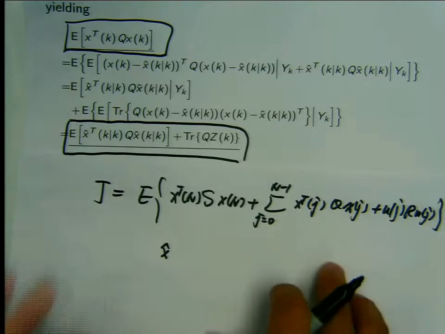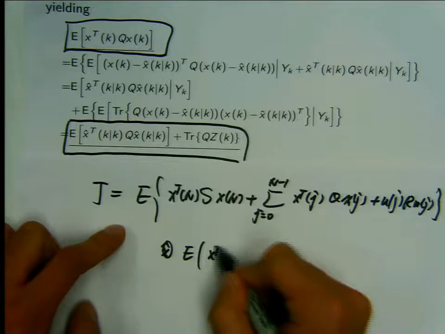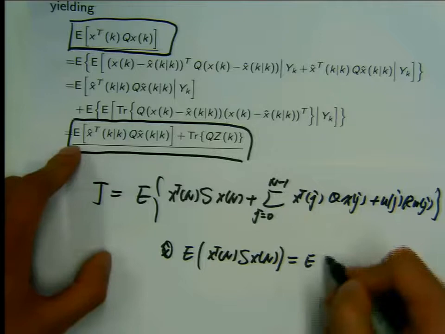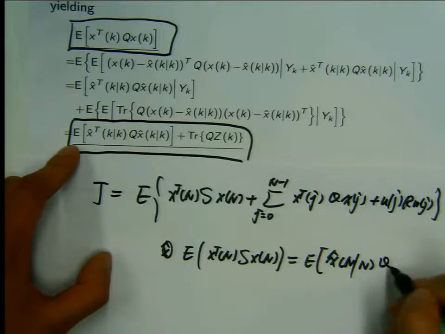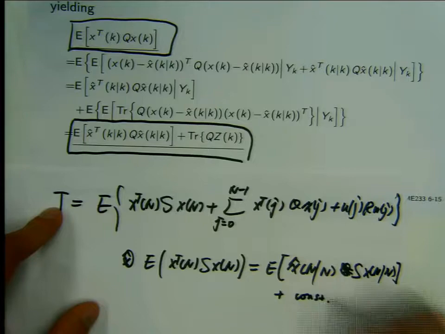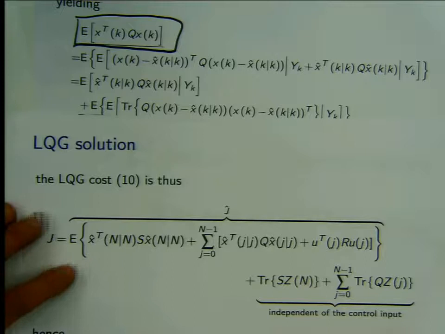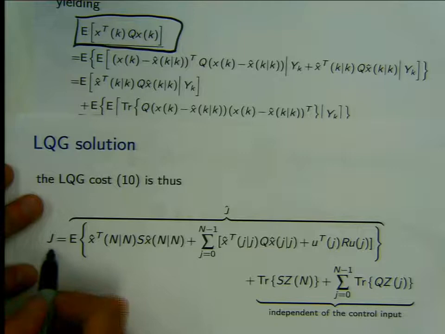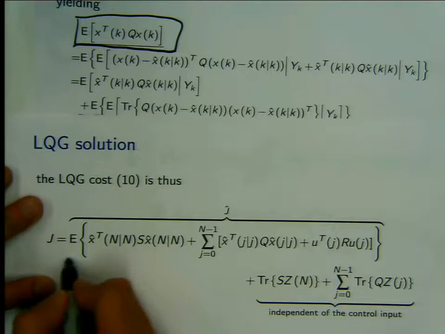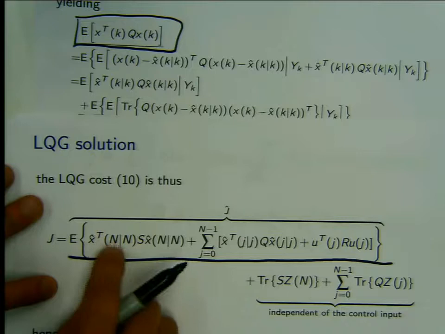Okay? So substitute these terms inside. We can know that the expected value of x_N transpose S x_N equals the expected value of x hat_N|N transpose S x hat_N|N plus some other constant term. And then do the same thing here. You're going to arrive at this guy. The result is that the original cost can be equivalently written as some constant term plus this new quadratic function of x hat, where every x has been replaced with the estimate.